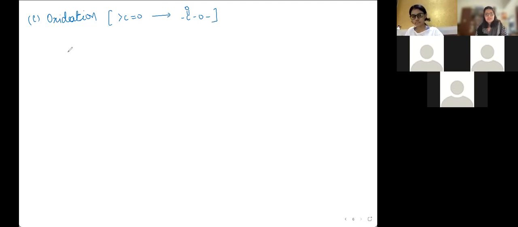Your classic oxidation. So if you oxidize aldehydes, addition of oxygen, you get carboxylic acids.